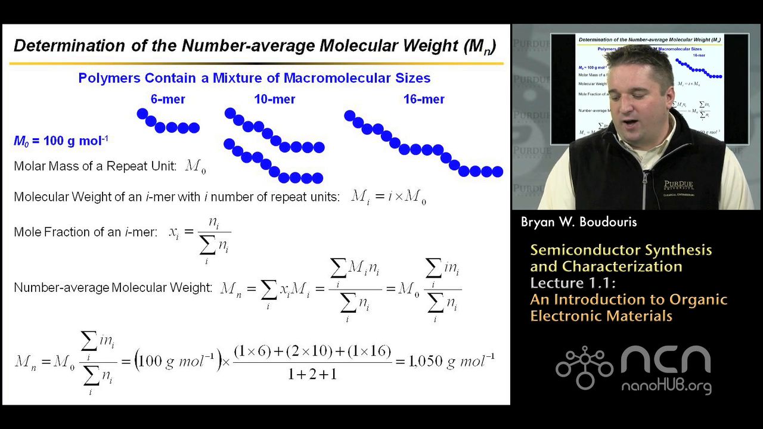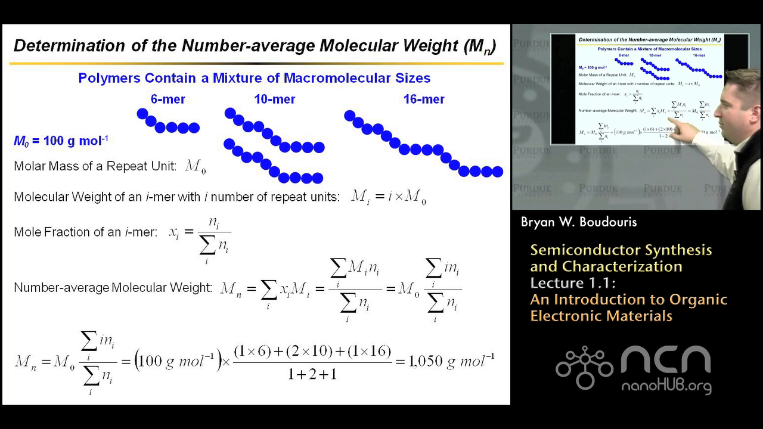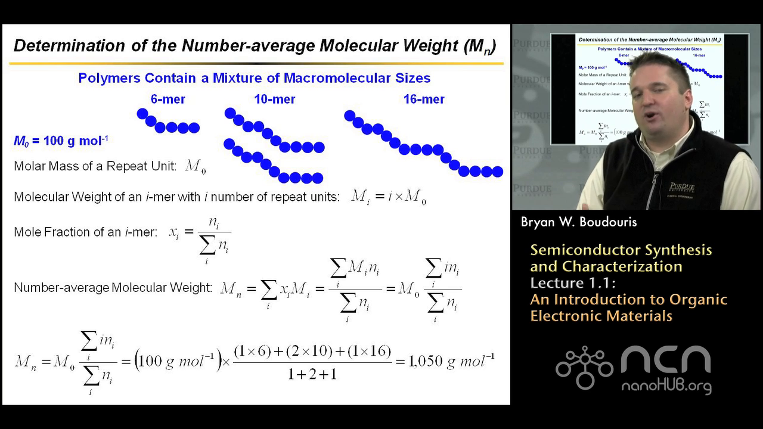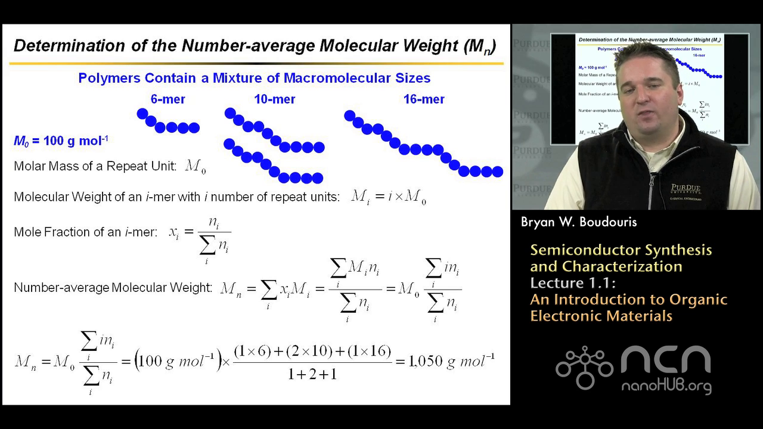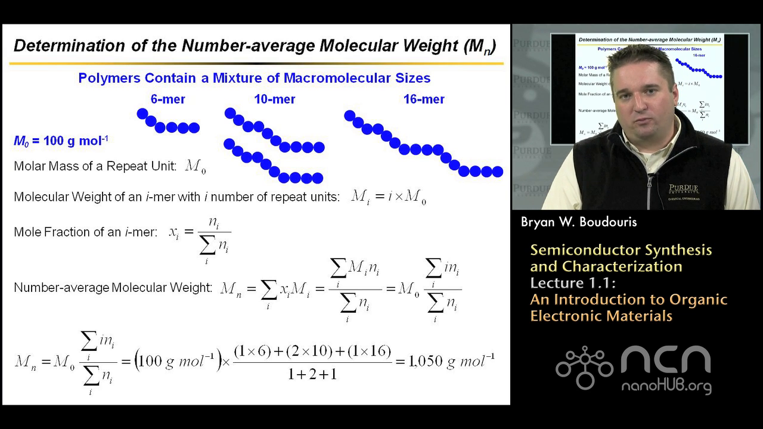I know that M naught is 100 grams per mole. And in my first case, I have 1 6-mer right here. I have 2 10-mers and 1 16-mer. And on the bottom, I have 1 plus 2 plus 1, each one of my N sub i's. If I do that math out, I get that the number average molecular weight is 1,050 grams per mole.